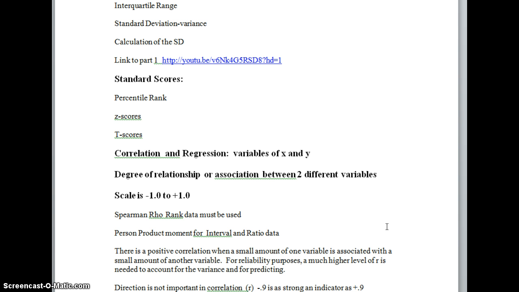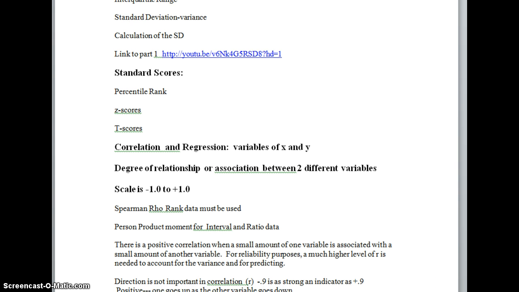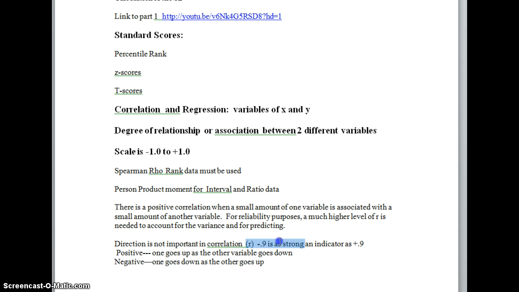Okay? And that is very important to know. So direction is not important in correlation. A -.9 is as strong an indicator as +.9. It simply means that one goes up as the other goes down, and a negative correlation is one goes down as the other goes up.